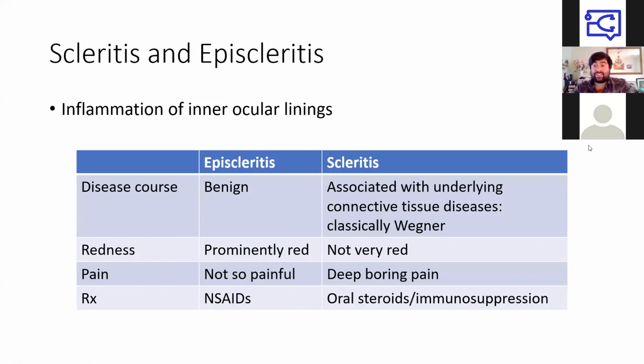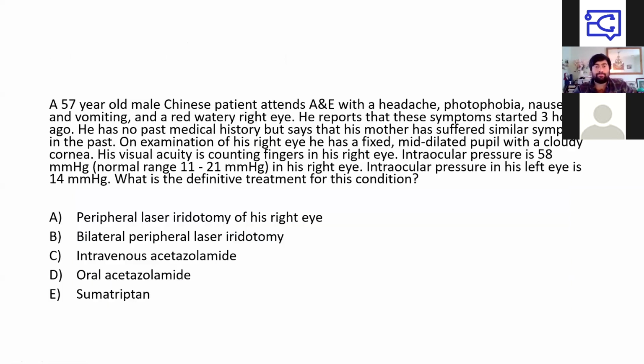But in comparison, scleritis, which is inflammation of the sclera, which is a deeper layer of the eye, has an association with other connective tissue diseases. So classically, granulomatosis with polyangiitis can cause scleritis, and this can be a very serious ocular complication. The eye might not be that red, but the pain classically in SBAs is described as deep and boring. So if they have very, very severe pain, you're going to be thinking more about scleritis. And as covered in the SBA, they may also have pain on eye movement. So these patients aren't treated with NSAIDs, but more like steroids and immunosuppression. So scleritis is certainly a more severe manifestation of this disease. Episcleritis is more mild and benign.